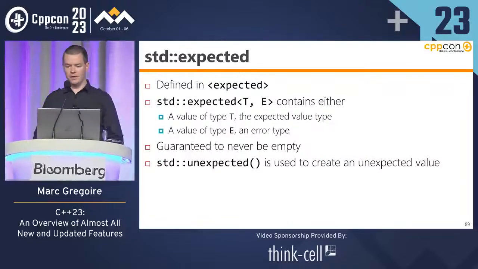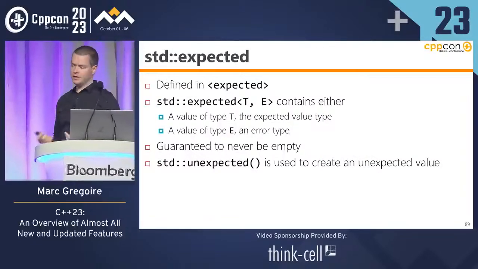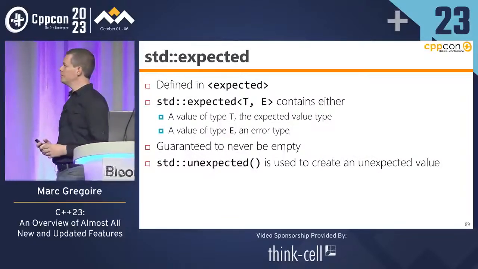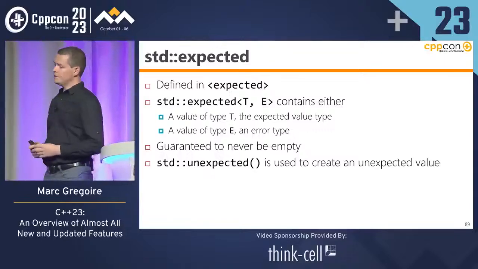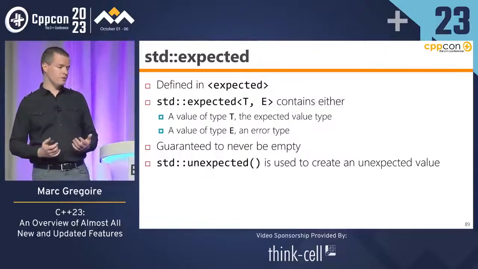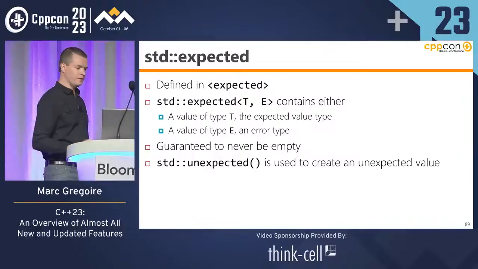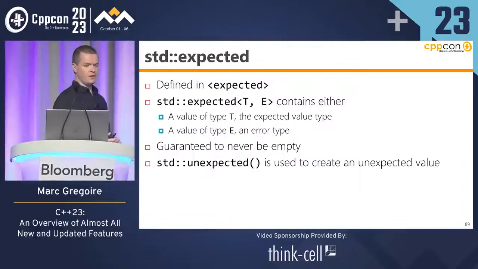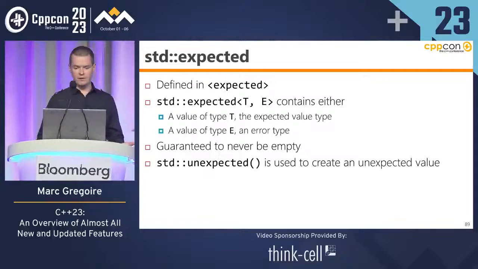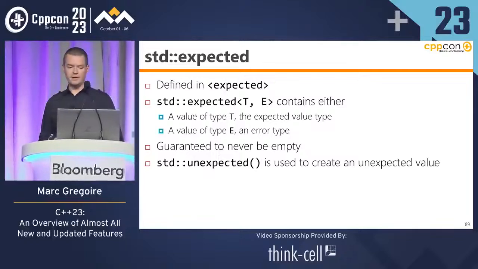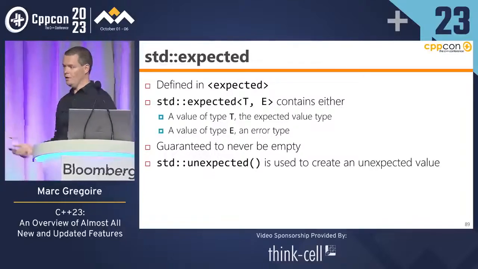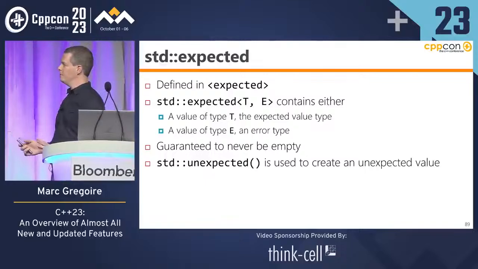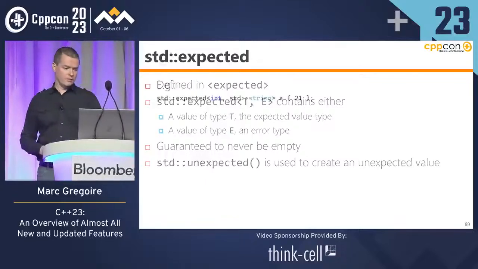std::expected is a new vocabulary type. It requires 2 parameters, T and E. T is the type of the expected value, and E is an error type. And the nice thing about this is that an instance of std::expected is never empty. It will always contain either an instance of the expected type T, or it will contain an error. It's never empty. So let's have a look at an example.